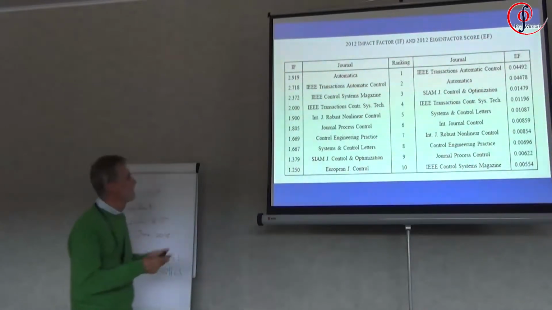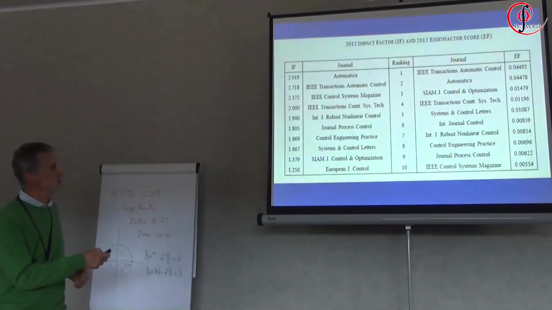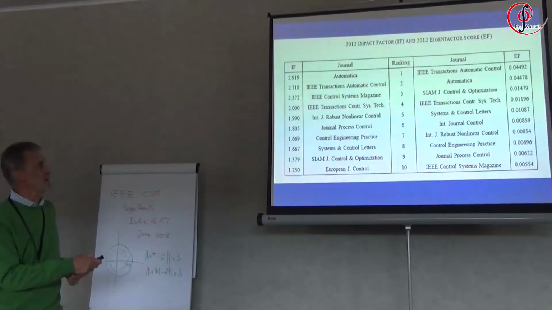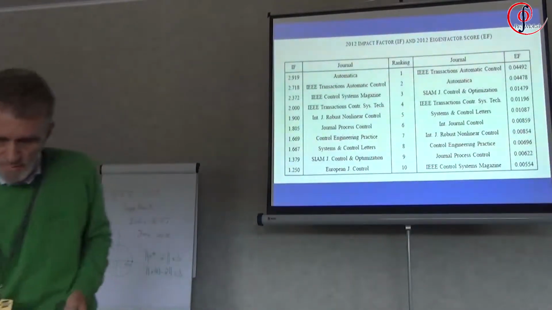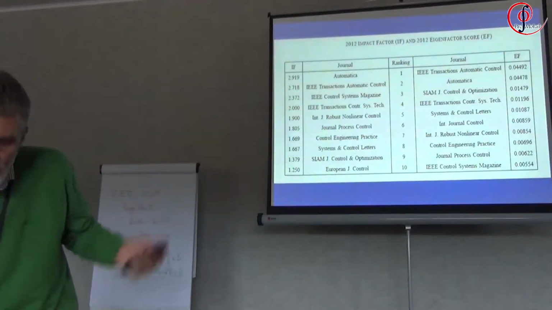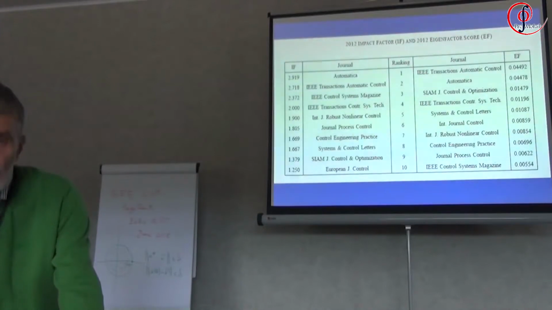And then there are others. For example, Control System Technology, which is an applied journal, is more or less ranked number 4 in 2, and many other comments that can be made. So anyway, this is a fact, and it's interesting to compare both.